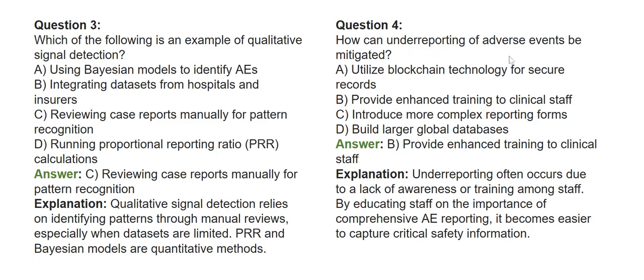Question 4. How can underreporting of adverse events, AEs, be mitigated? A, utilize blockchain technology for secure records; B, provide enhanced training to clinical staff; C, introduce more complex reporting forms; or D, build larger global databases. So definitely by training, by enhancing the clinical staff's experience and enhancing them professionally through training. So B, provide enhanced training to clinical staff. Underreporting often occurs due to a lack of awareness or training among staff. By educating staff on the importance of comprehensive AE reporting, it becomes easier to capture critical safety information.